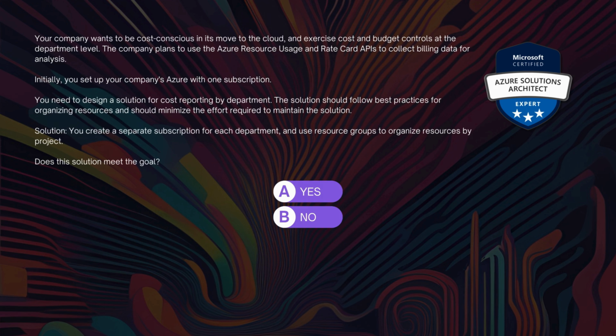Solution: you create a separate subscription for each department and use resource groups to organize resources by project. Does this solution meet the goal? Yes? Or no?